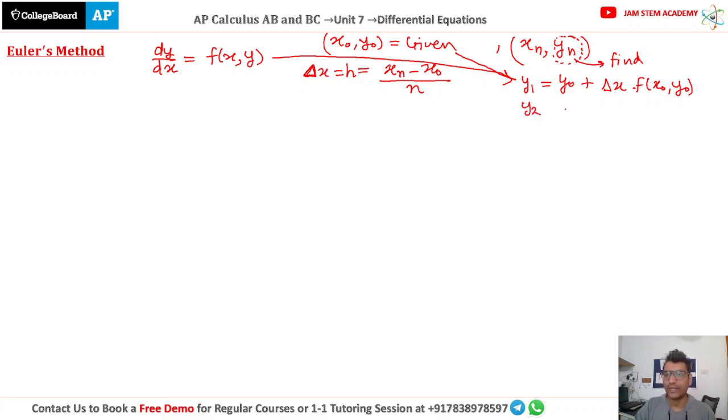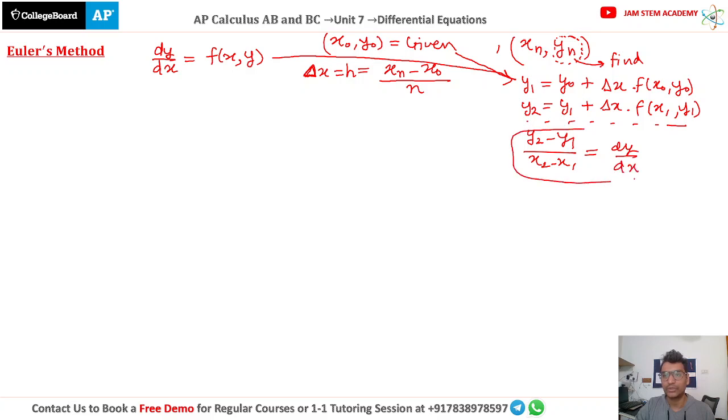If you have to find the y2 value, the next y value, that will be given by the previous y value and the gradient at the previous point. So that is y1 plus delta x times f of x1, y1. That's it. In this way, basically it is y2 minus y1 over x2 minus x1. That is the gradient value, dy over dx, when this tends to 0. I'm using the same thing only. That is the base of Euler's method.